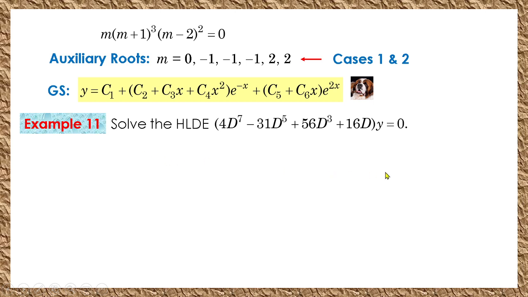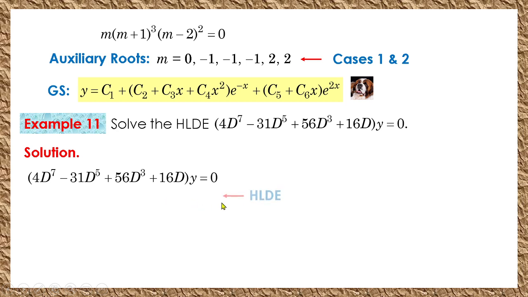Number 11. Solve the homogeneous LDE for d to the 7 minus 31d to the 5th plus 56d cubed plus 16d applied to y equal to 0. Okay. So, 4d to the 7 minus 31d to the 5th plus 56d cubed plus 16d applied to y equal to 0. That's the homogeneous LDE.